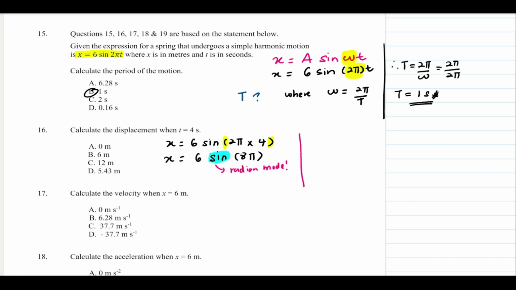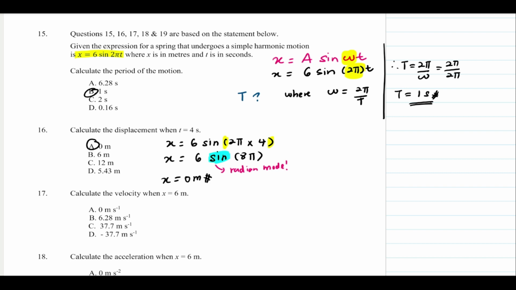Okay, so you tekan kalkulator. Okay, so you akan dapat X is equal to 0. Okay, jawapan dia 0. Okay. And then calculate the velocity when X equal to 6 meter.